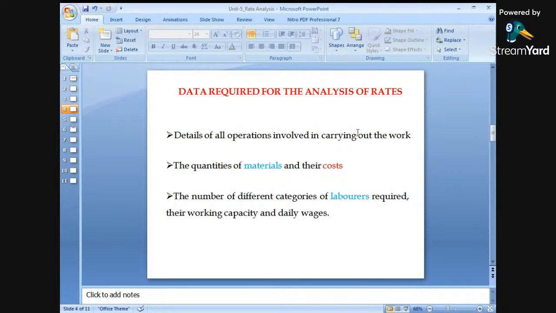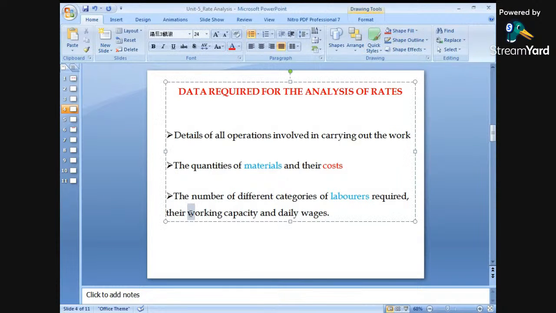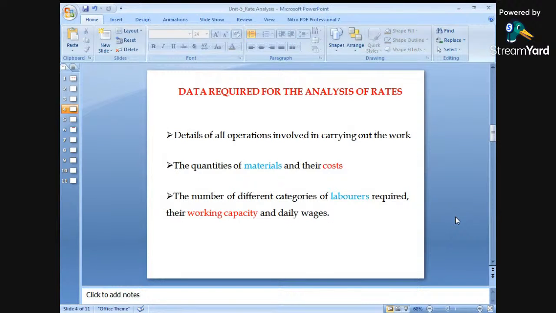Okay. So quantities of materials and their cost. Third is the number of different categories of laborers required, their working capacities, and the daily wages. How many laborers are required? Depending upon the type of work, how many laborers and their categories. In the sense, whether we require skilled laborers, whether we require unskilled laborers, or what is the task work carried out, daily wages, and the working capacity. In the sense, how much is the output carried out by a particular category of laborers.